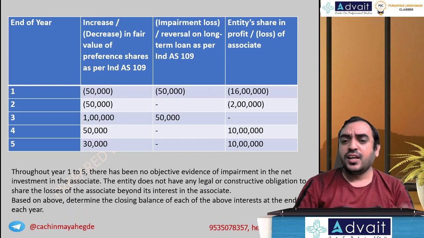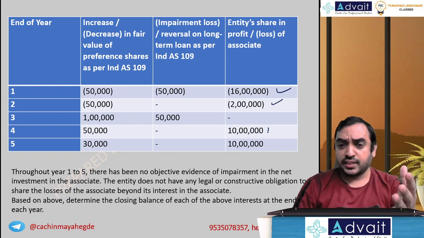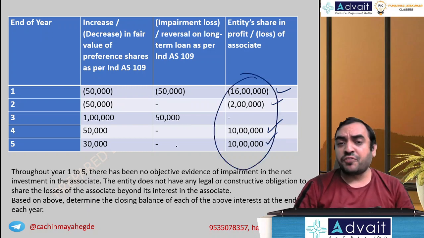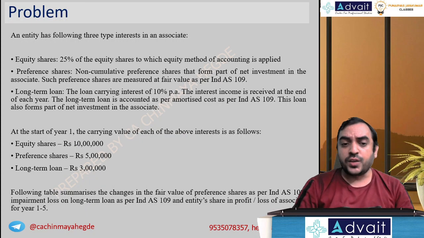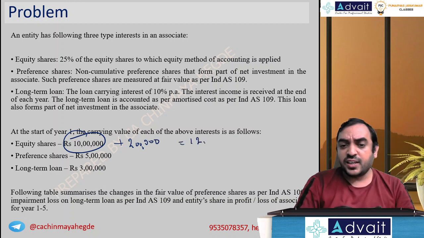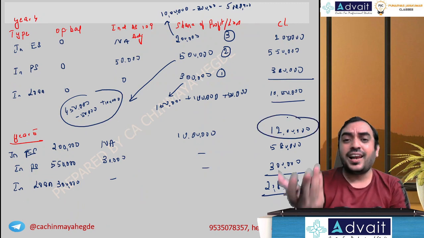Please observe. 16 lakh loss, 2 lakh loss, 10 lakh profit, 10 lakh profit. Overall, what is the net profit, sir? 10 lakh plus 10 lakh, 20 lakh minus 18 lakh. So 2 lakh overall profit. What was the equity share amount? 10 lakh. So share of profit 2 lakh over a period of 5 years. Ultimately, what should be the balance? 12 lakh. Look at our final calculation, 12 lakh.